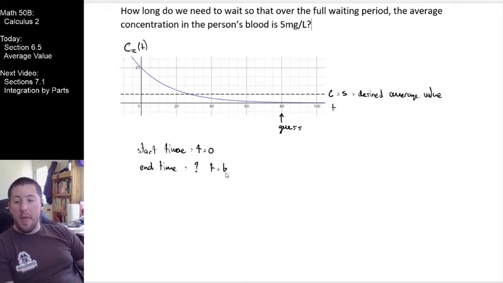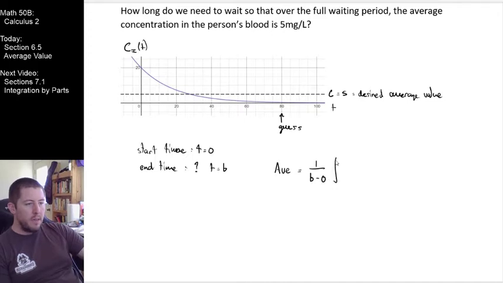And I'll just say we don't know that. So I'm just going to leave it as B, right? The whole point of this problem is we don't know for how long we want to be waiting. So when I go to set up my average value now, we're going to get our 1 over B minus A, but in this case, it's just B minus 0. I'm going to integrate from 0 up to our unknown final time up here.